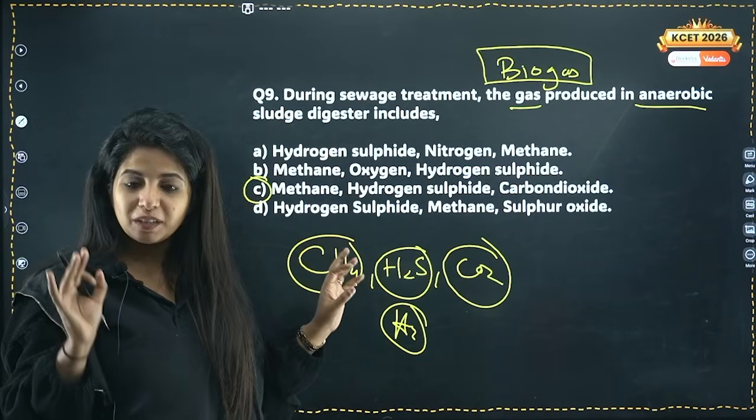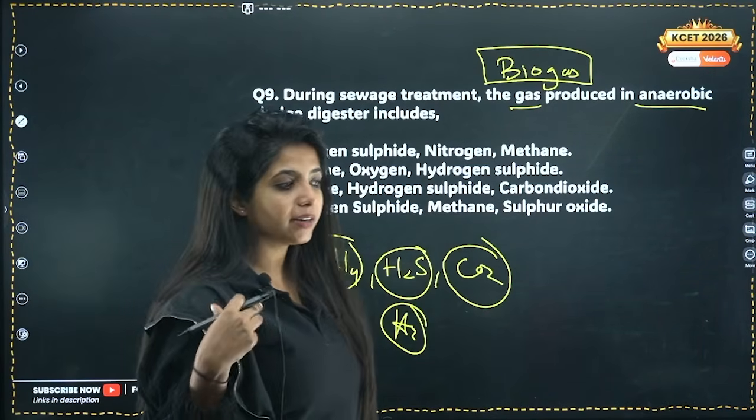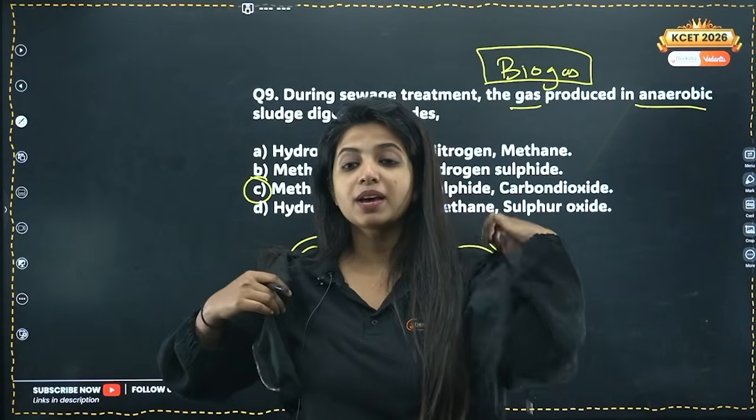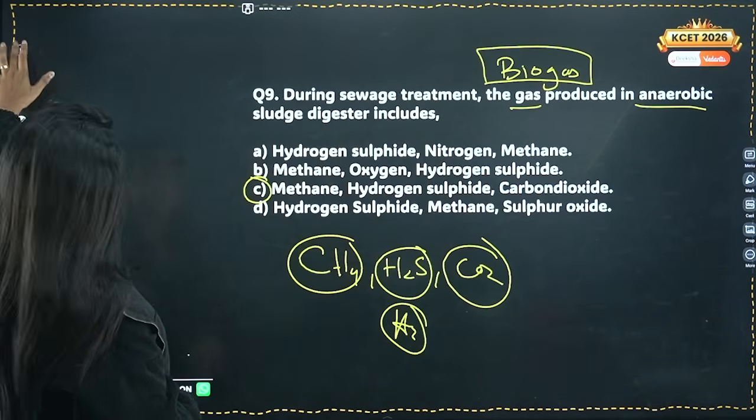Okay, biogas is made by anaerobic bacteria, which is a common bacteria that we have, methanobacterium. We have methanobacterium. Cool? Yes, ma'am.